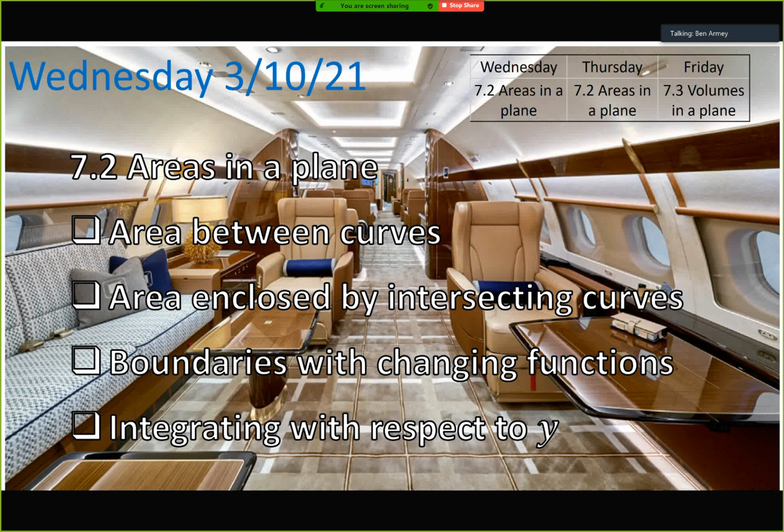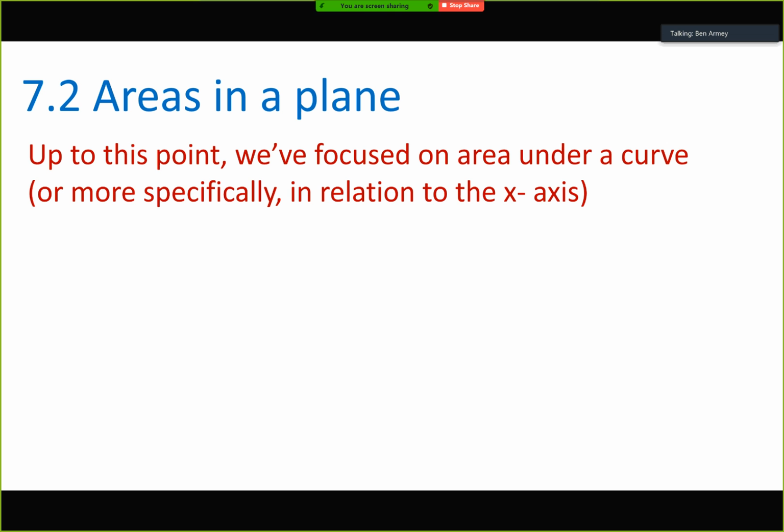Like all of our integrals, we've always pretty much done dx, something dx. We've done some dt stuff in there, okay? But still, when we did dt, time was on the horizontal axis. Well, now we're going to do dy, and we're going to start to think vertically. We'll get to that, okay? All right, so 7.2, areas in a plane.